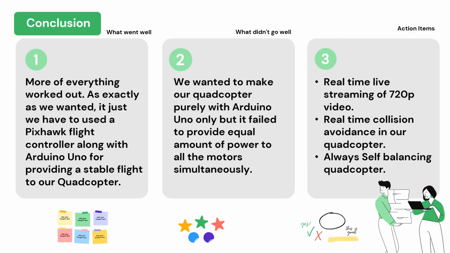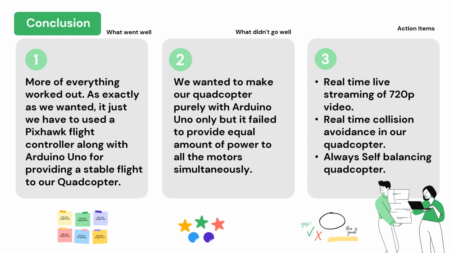Last but not the least, let us come to the conclusion. What went well? Most of everything worked out exactly as we wanted. It's just that we have to use the Pixhawk flight controller along with Arduino Uno for providing a stable flight with our quadcopter. What didn't go well? We expected to make a purely Arduino Uno drone, but it failed to provide an equal amount of power to all the motors simultaneously to self-balance the quadcopter in a proper manner.